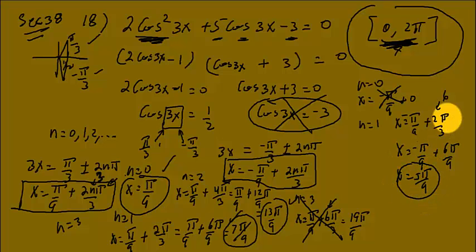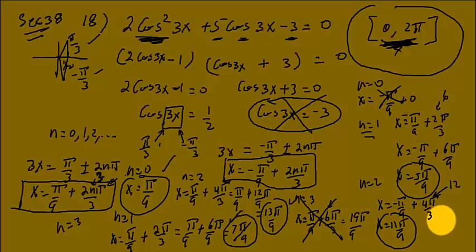That's one more. Now I'm going to let my n is equal to 2. So I'm going to get x is equal to negative pi over 9 plus 4 pi over 3. When I multiply top and bottom by 3, that now turns into 12. 12 pi minus pi is going to give me 11 pi. So x is equal to 11 pi over 9. And that's still less than 2 pi, so I keep that.